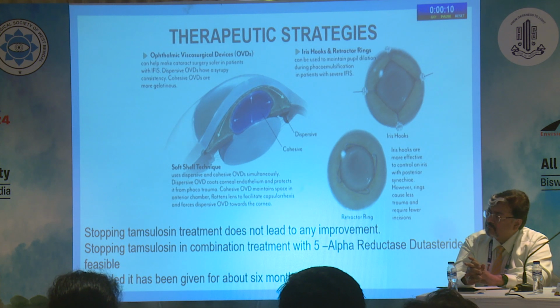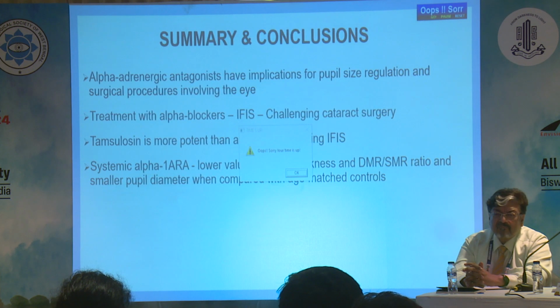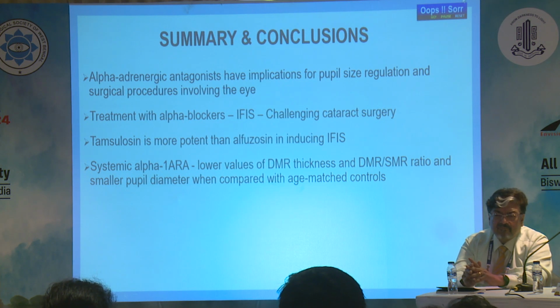The only case where tamsulosin stoppage matters, in combination treatment with dutasteride, is if it has been used for 6 months and then stopped; then probably the effect is gone. The final summary: the alpha-adrenergic antagonists affect pupillary regulation, and it makes for challenging cataract surgery.